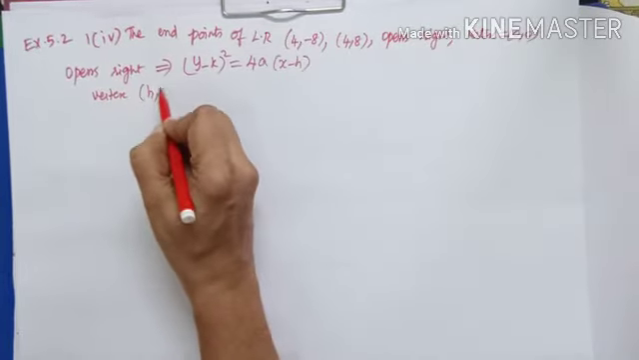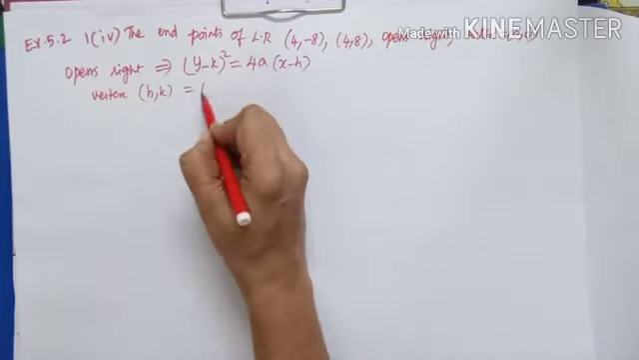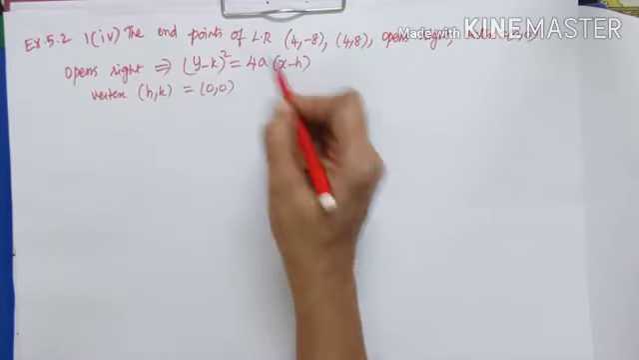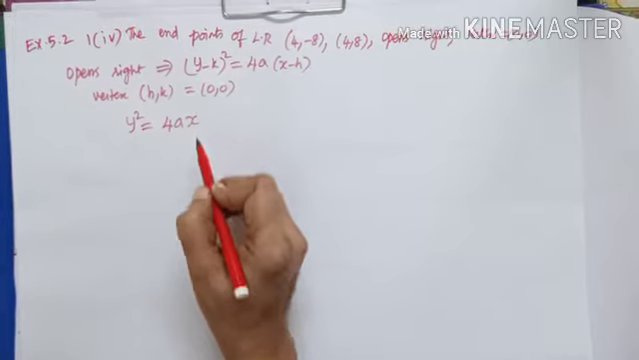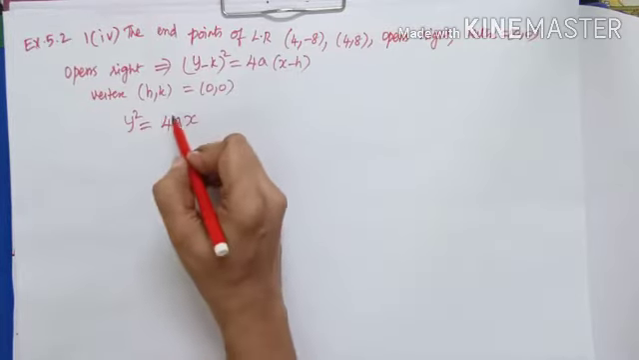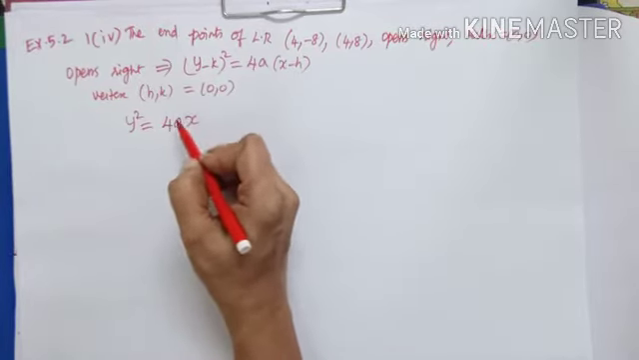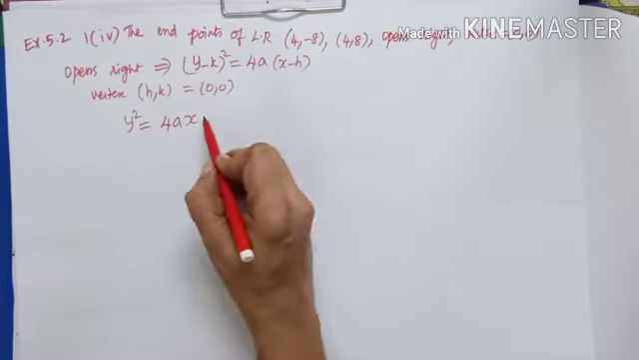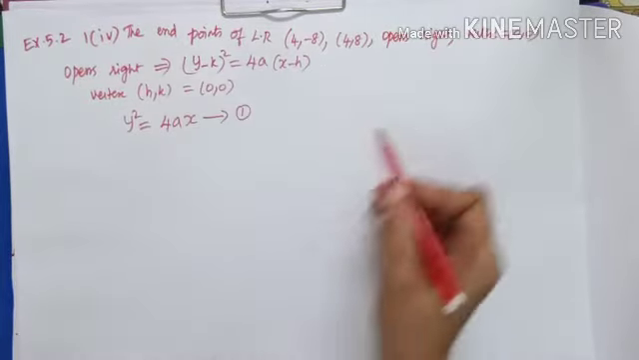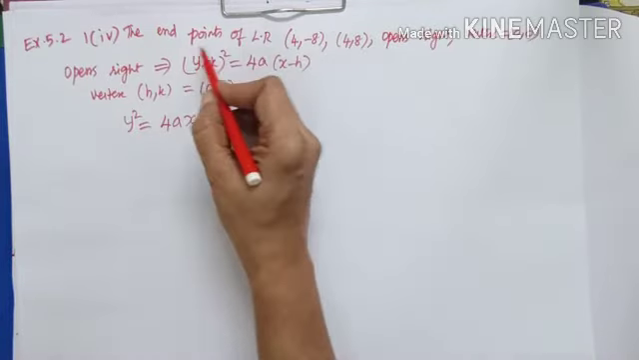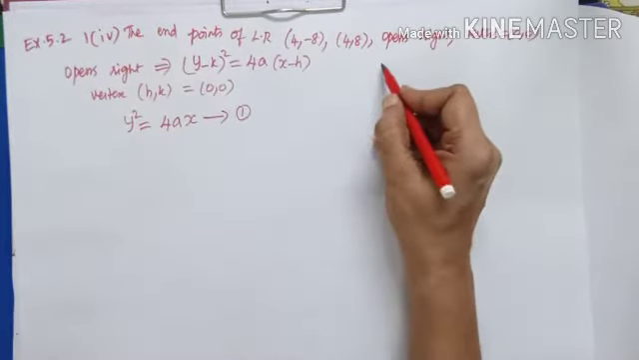Vertex, we know the formula h comma k. They have given 0 comma 0. So, the equation is y square equals 4ax. Now, we are done if I find out what a is. So, call this as equation number 1. To find out a, see what clue is given? The end points of the latus rectum.